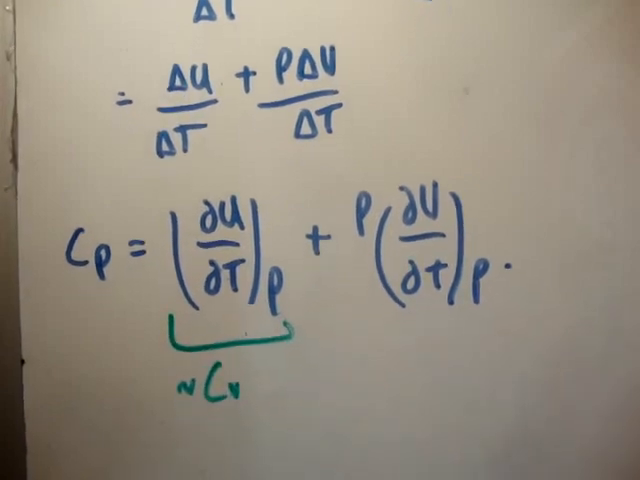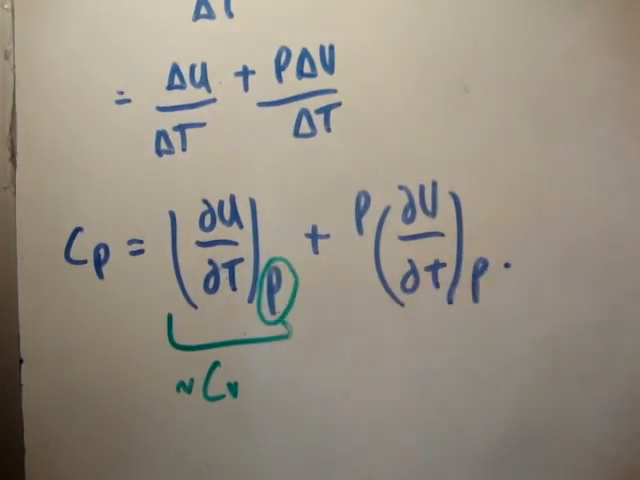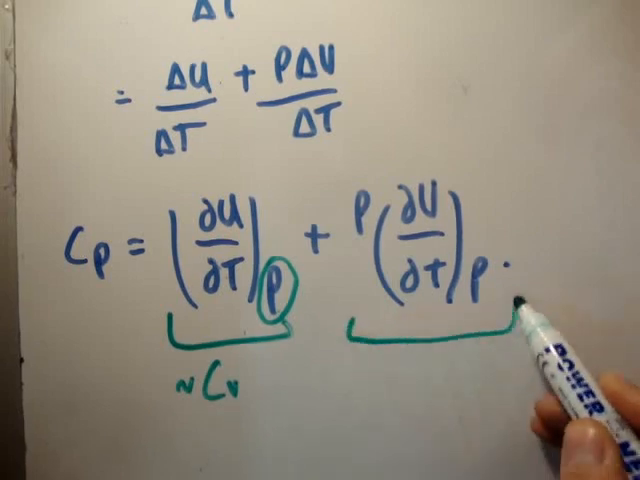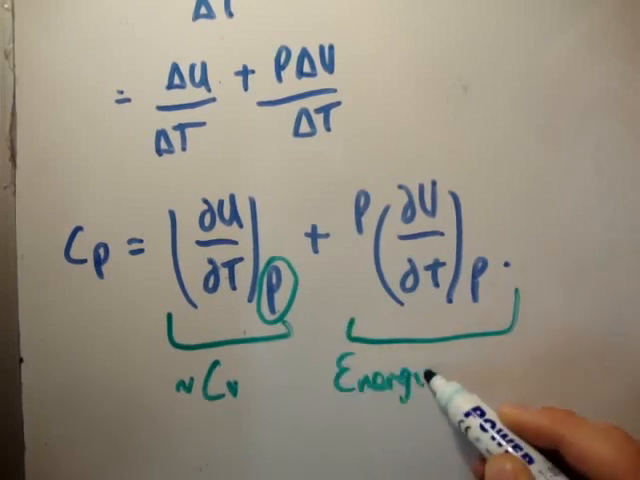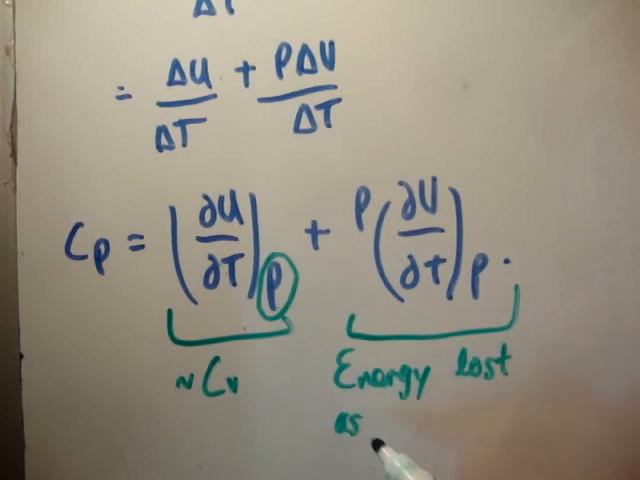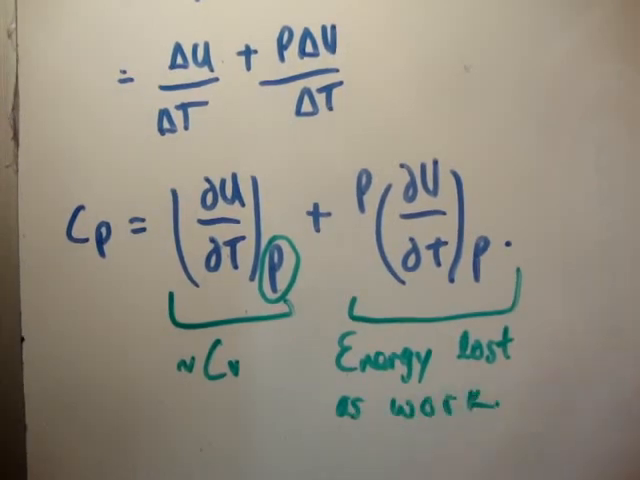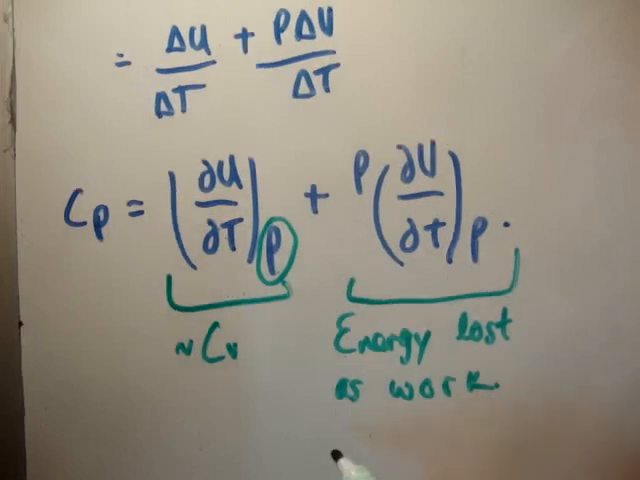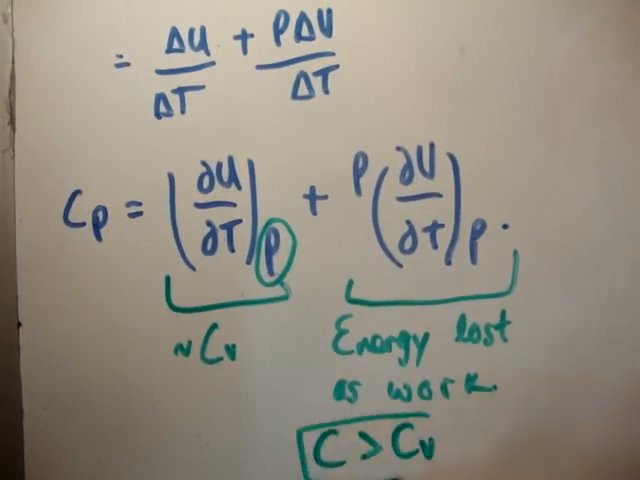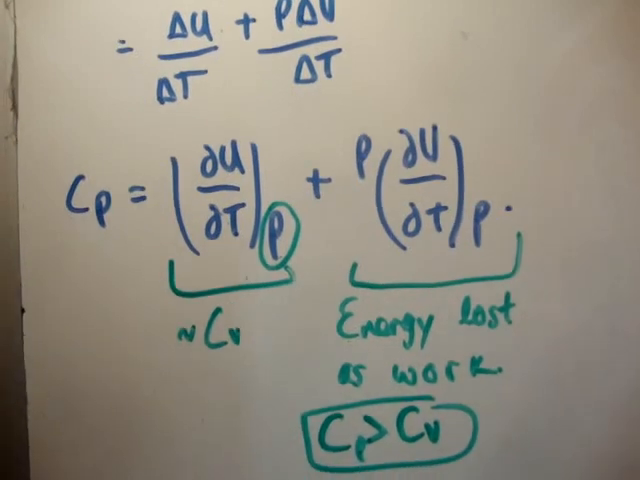It's not exactly, because it's actually with respect to holding P constant, but it is approximately CV. But this term here is energy lost as work. So the whole point here is that when the pressure is constant but the volume can change, well then you have to put in more heat in order to change the temperature. And that should make sense because we're usually getting our system to expand. As I said, when the system expands, CP is greater than CV. And in this case, we're talking about CP, the heat capacity at constant pressure.